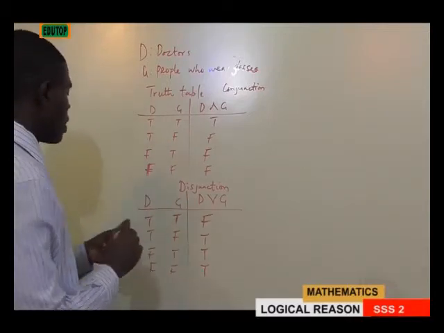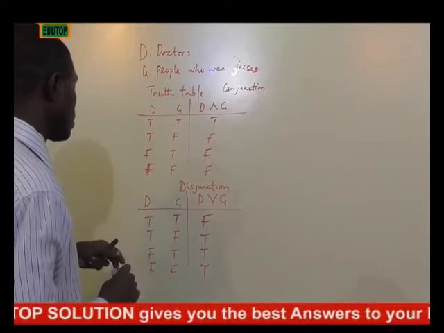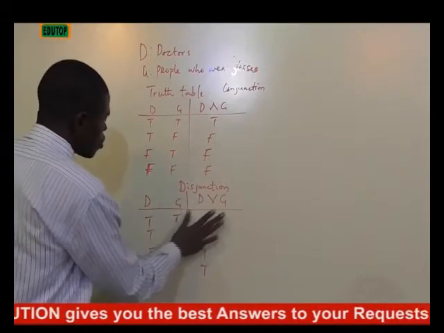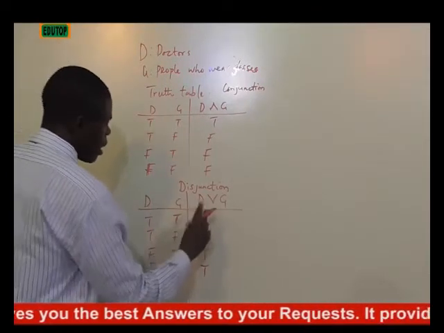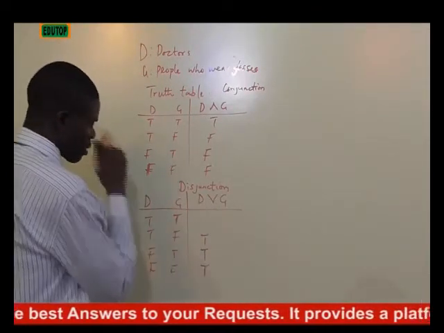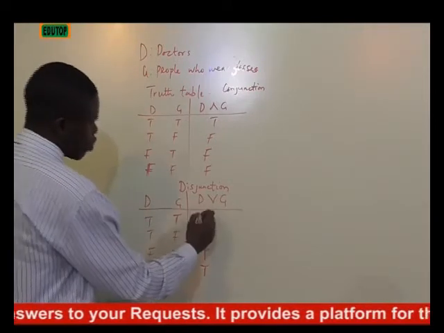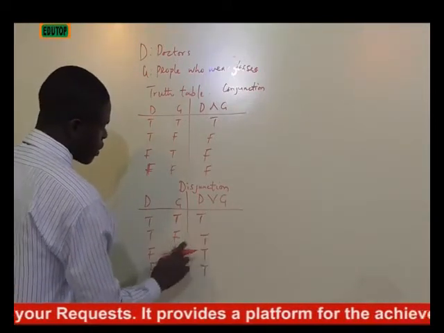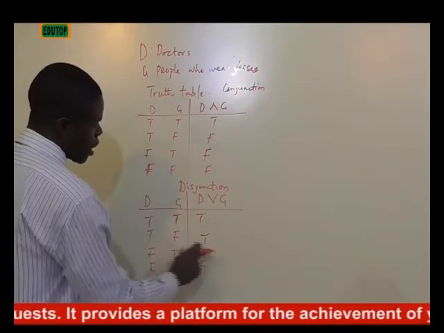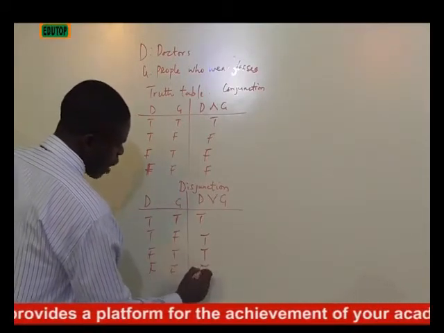Here it is noticed that our truth is taking dominance. In the true-true case, we have true. In the true-false case, we have true. In the false-true case, we have true. And in the false-false case, we have false.